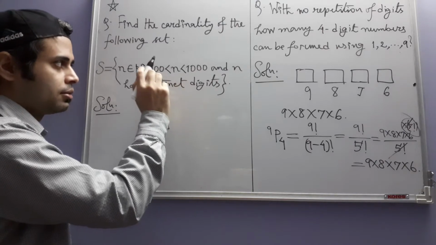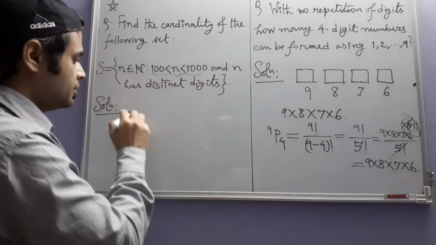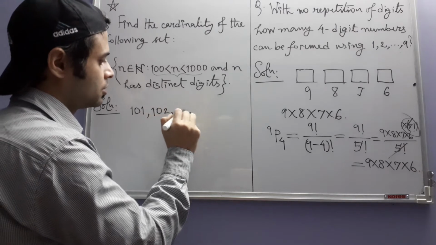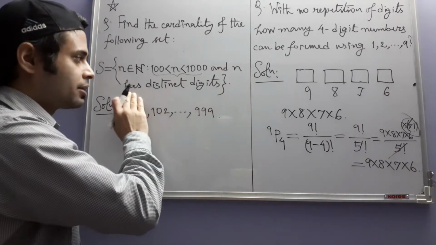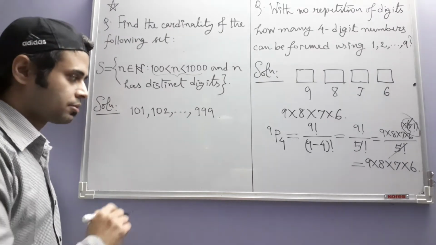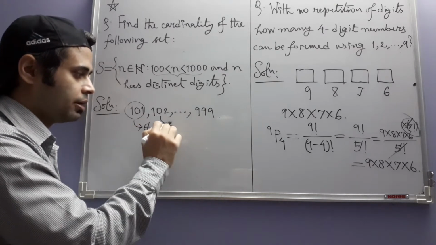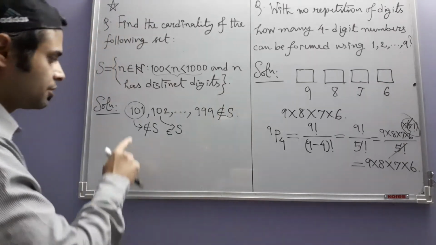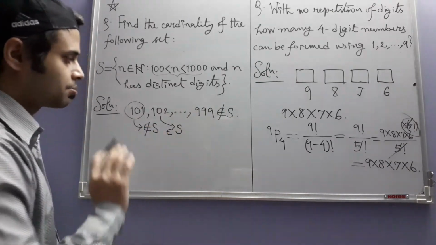The first one is that the numbers we are considering should lie between 100 and 1000. So these inequalities give me this range: 101, 102, etc. up to 999. Okay, but further we are restricting this list. The numbers we are considering must have distinct digits. So for example, this is not in S. This is not in S. This will be in S. This will be in S. This is also not in S. That's because here the digits are not distinct. 1 is appearing twice. Here 9 is appearing 3 times. So the digits must be distinct.